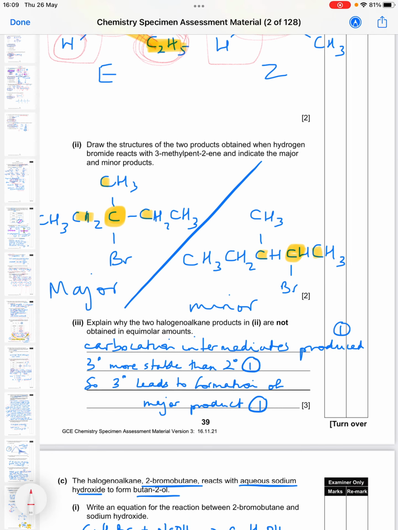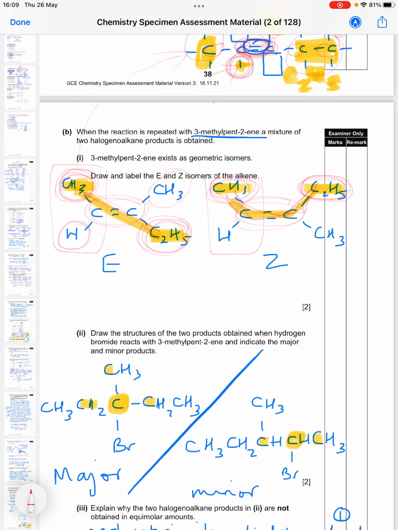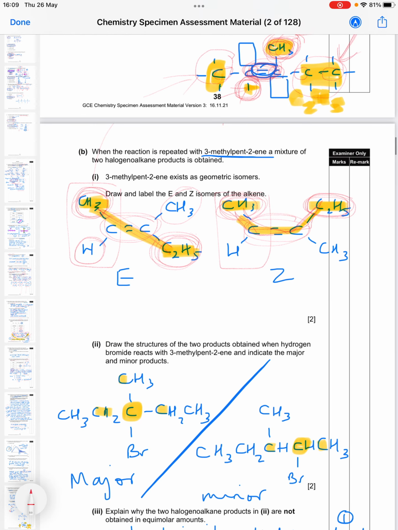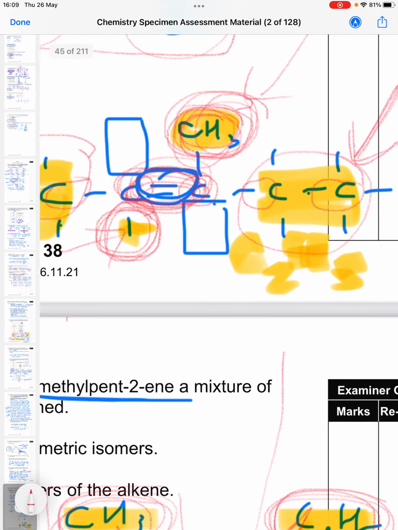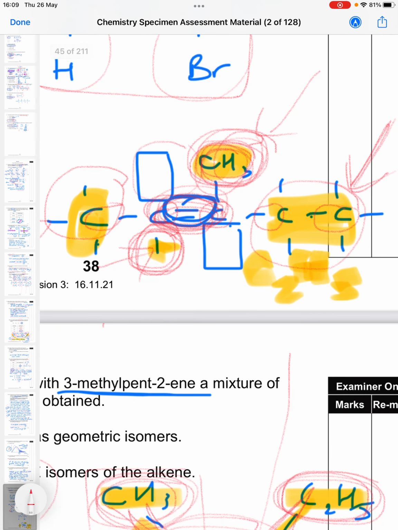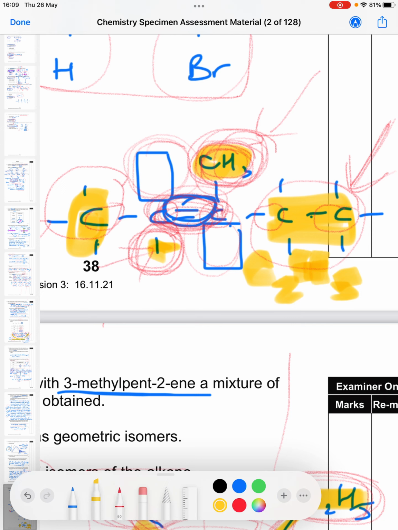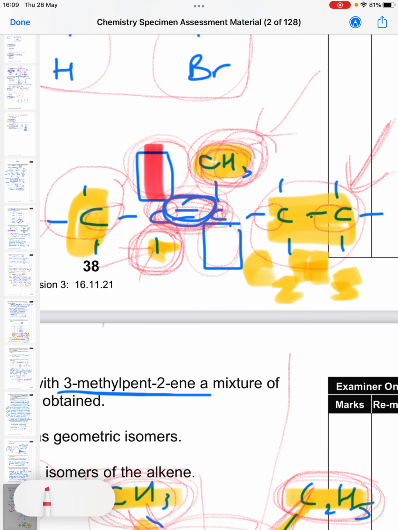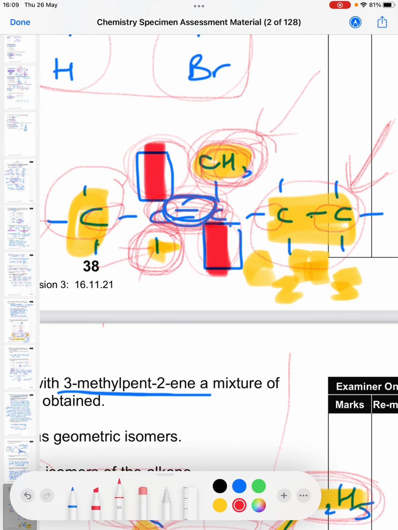Then draw the structures of the two products obtained when hydrogen bromide reacts with this and indicate the major and minor products. So if we look back again at this little molecule that I drew a few minutes ago, you'll see that there are two places either side of the double bond where things could end up.